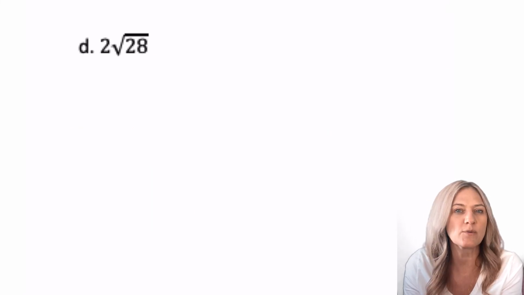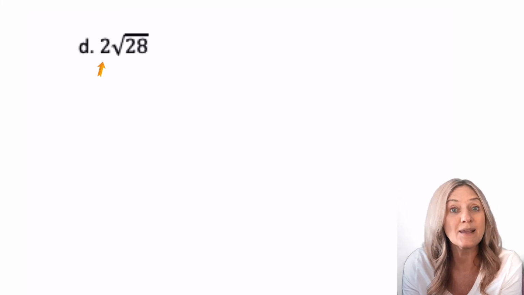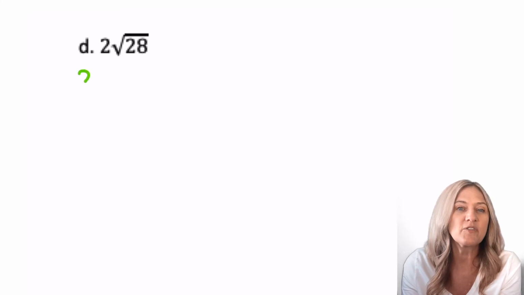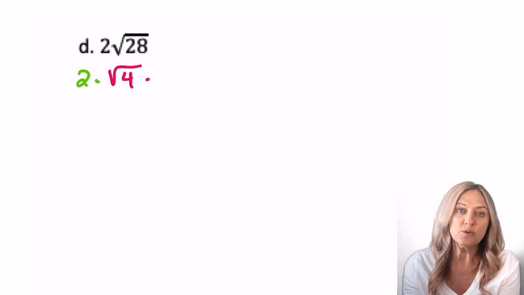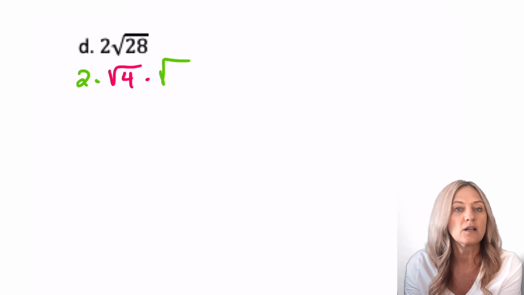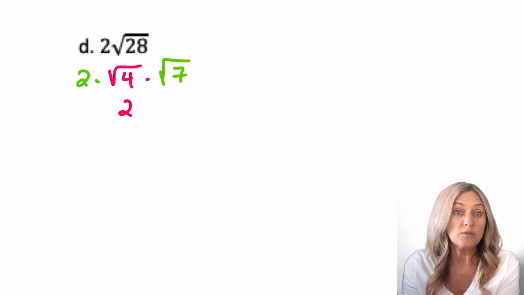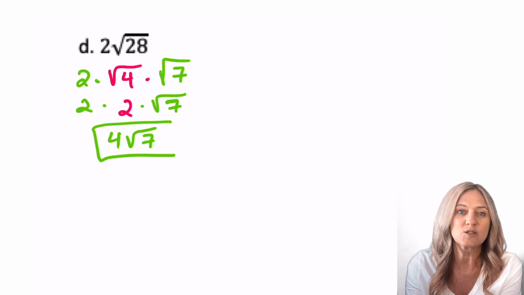We have 2 square root 28. What do we do with the 2 that's out front? Well, it's 2 times square root 28, so just know that I'm multiplying. Let's go ahead and break down square root of 28. Perfect square factors, 4. 4 times 7. So I'll have the 2, then I'll have square root of 4, square root of 7. Simplify, we have 2, then the square root of 4 is 2, so 2 times 2 times square root of 7, and our final answer, 4 square root 7.